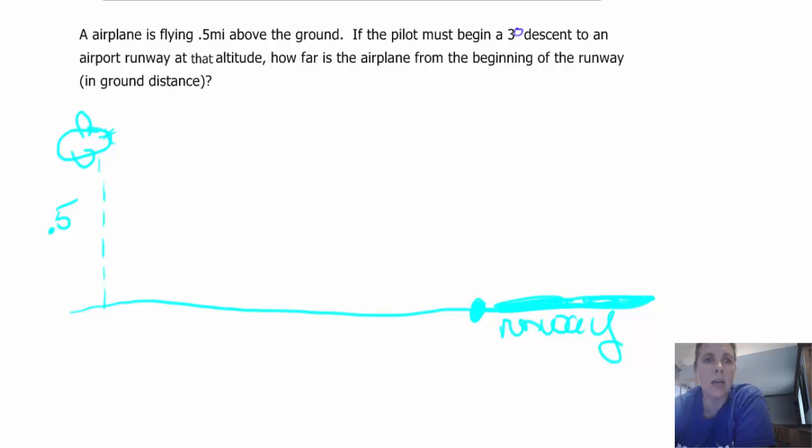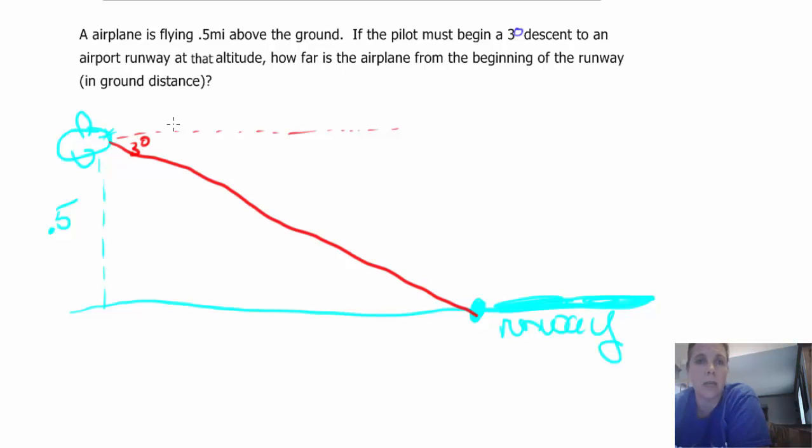Okay, so again, we have to have our horizontal line and then our angle of descent to the beginning of the runway, and it says it's 3 degrees, so it would be really a lot smaller than that, but for the sake of the picture. How far is the airplane from the beginning of the runway? Okay, and it says in ground distance. In ground distance. So that means like, what is this distance right here? Okay, this one gets a little tricky, but you have to really read what it's asking.